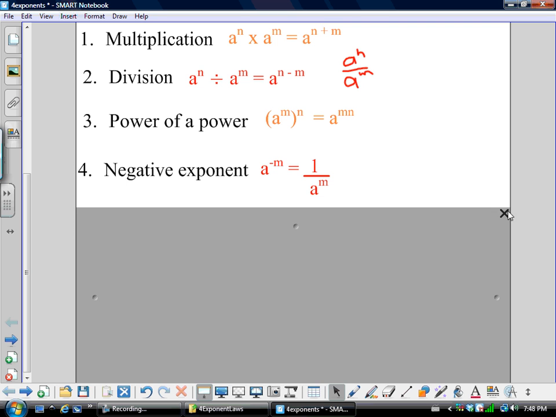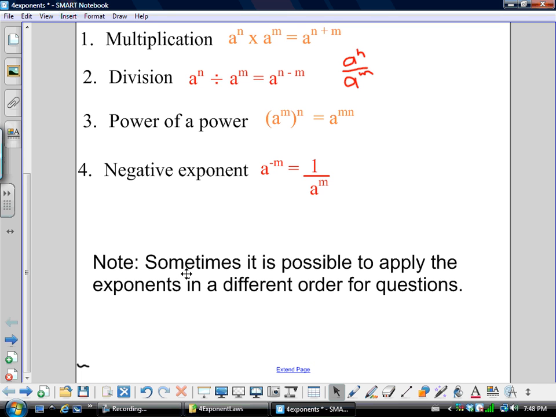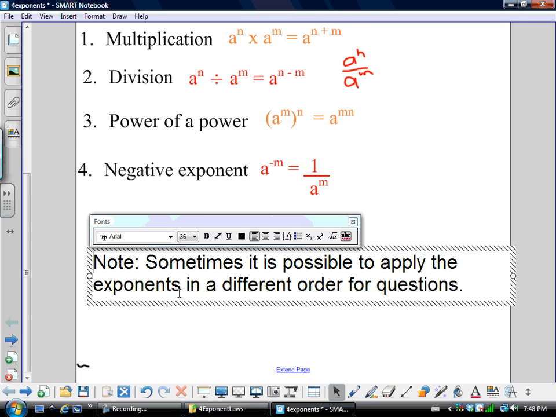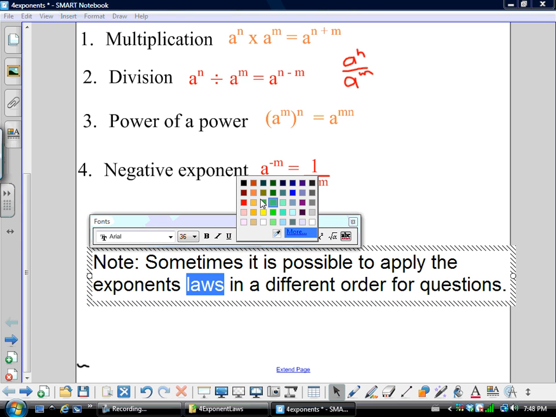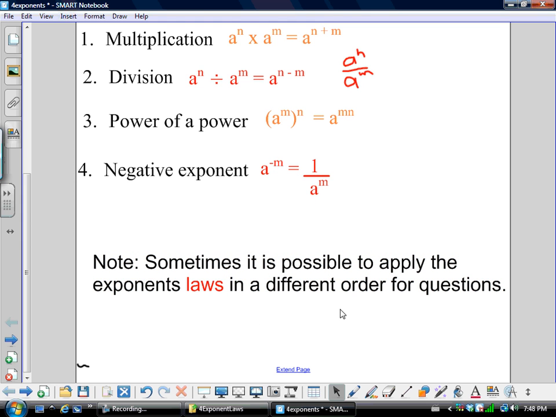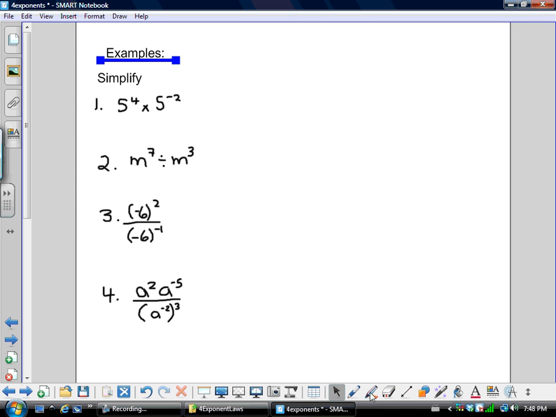Now, when we're working with these, it's sometimes possible to apply the exponent laws in a different order for questions. I'm going to put laws in here, and I'm just going to highlight that. You can put an arrow to bring yours in. So sometimes if you're using two different laws, you can apply them in two different ways. Let's look at the kinds of questions that you're going to be responsible for.